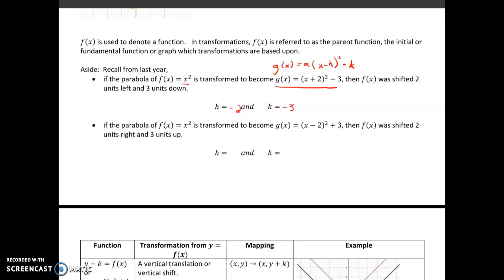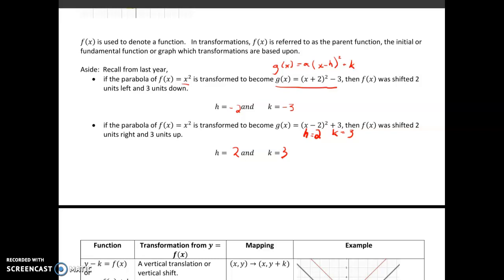If the parabola f of x is equal to x squared is transformed to become g of x is equal to (x minus 2) squared plus 3, then h was shifted 2 units to the right. So here h is 2. k is shifted 3 units up. So k is equal to 3. So h is 2, k is 3. I hope this sort of refreshes your memory.